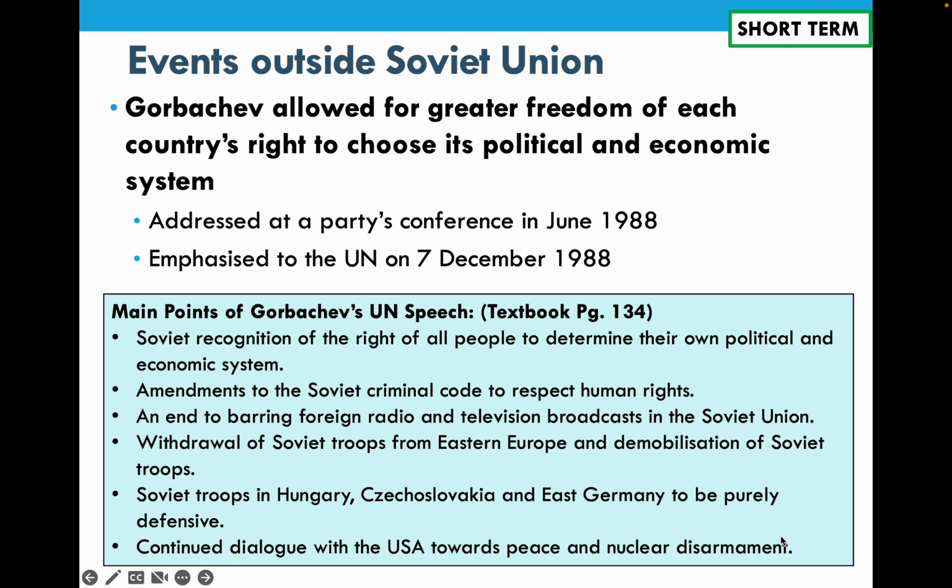He actually committed to withdrawing Soviet troops from Eastern Europe and demobilization of Soviet troops. He stated that Soviet troops in Hungary, Czechoslovakia, and East Germany will be purely defensive, and he said that he will continue putting in effort to create dialogues with the USA towards peace and nuclear disarmament. You realize that this is a great significant shift compared to how the previous Soviet Union leaders always used to do.